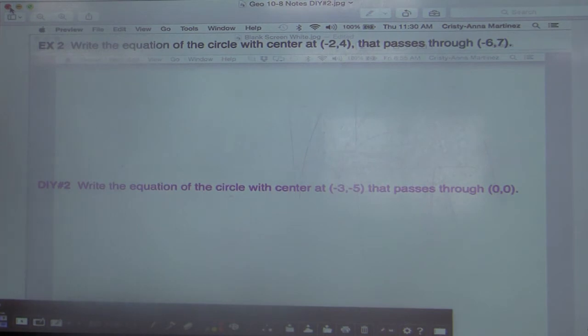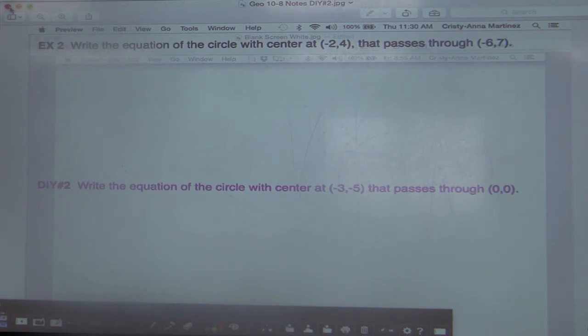We don't have any more theorems today. The theorem that we have was the formula, it is the only theorem that we have. The rest is just all examples of how you can apply all that information. So, write the equation of the circle with center at negative 2, 4. That passes through negative 6, 7.